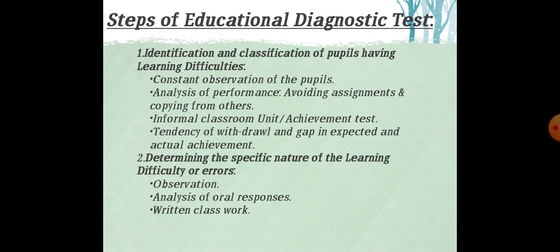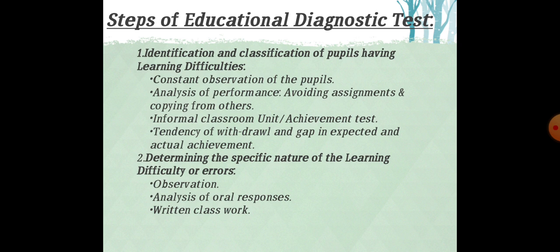Steps of educational diagnostic test. Identification and classification of people having learning difficulties: constant observation of people, analysis of performance, avoiding assignments and copying from others, informal classroom achievement tests, tendency of withdrawal, and gap between expectation and actual achievement. First, we observe the student to know the learning difficulties of the student.